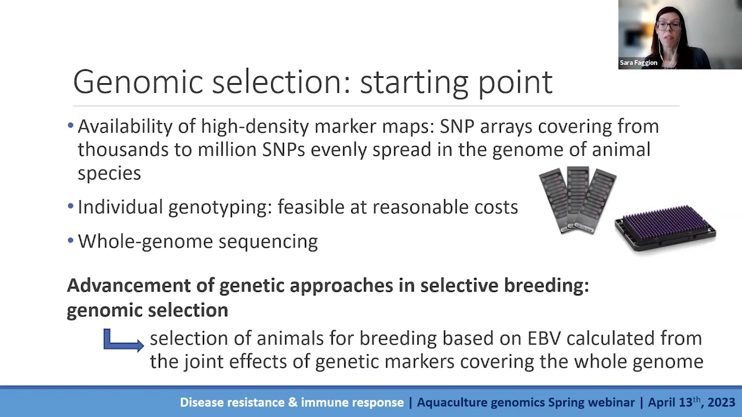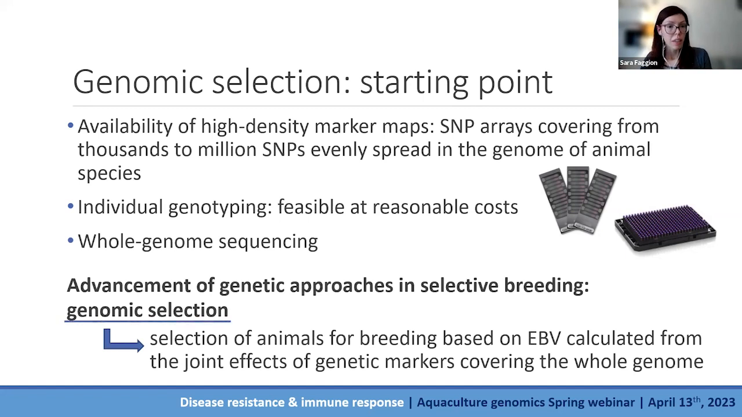The availability of high-density marker maps allows the advancement of genetic approaches, making possible the application of genomic selection. Genomic selection means that the selection of the animals for breeding is based on breeding value calculated from the joint effects of genetic markers covering the whole genome.